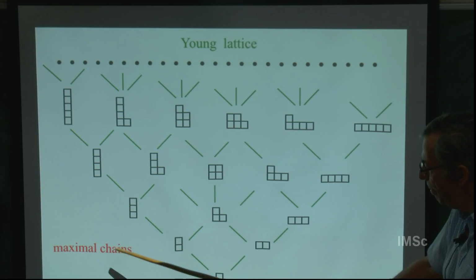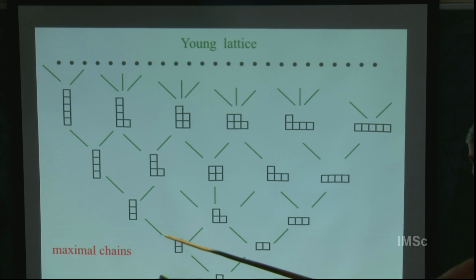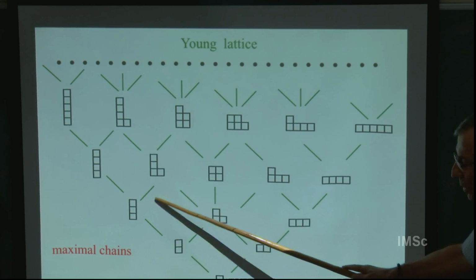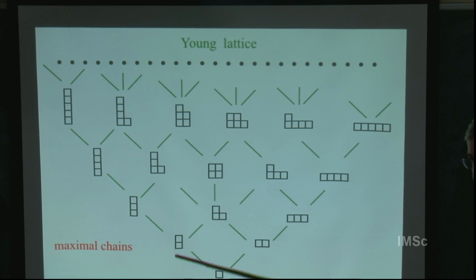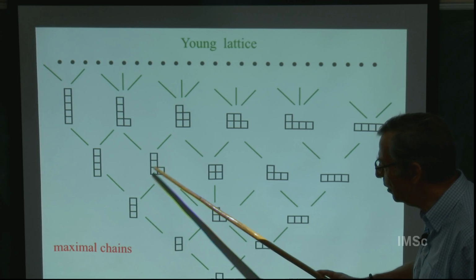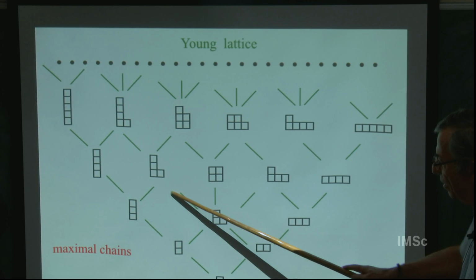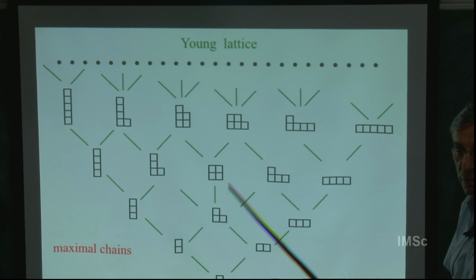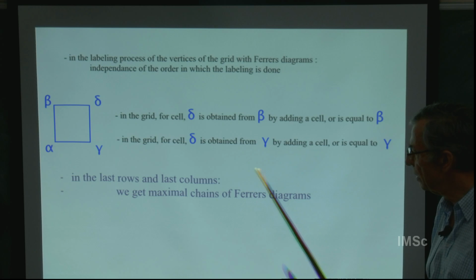And what does a maximal chain mean now? A maximal chain is a sequence of Ferrer diagrams which go increasing. And maximal means you cannot refine this chain into a finer chain, which means that between two consecutive elements there is nobody. So a maximal chain is just a path, a sequence of edges in this Hasse diagram of the Young lattice.